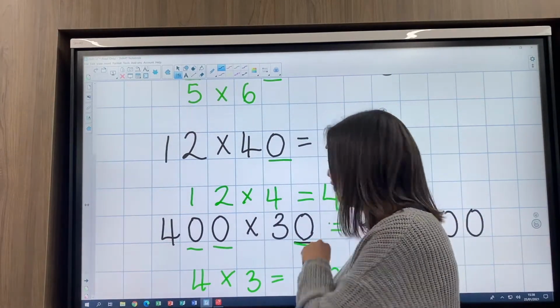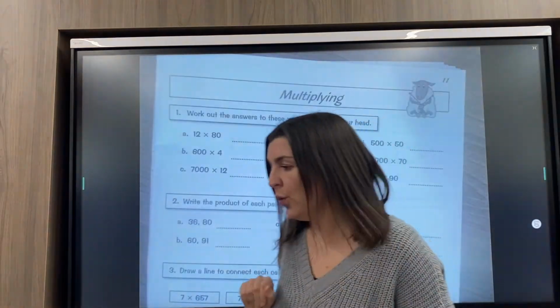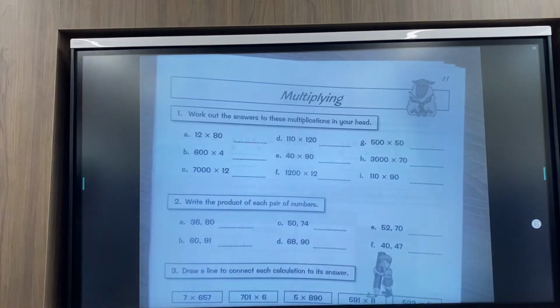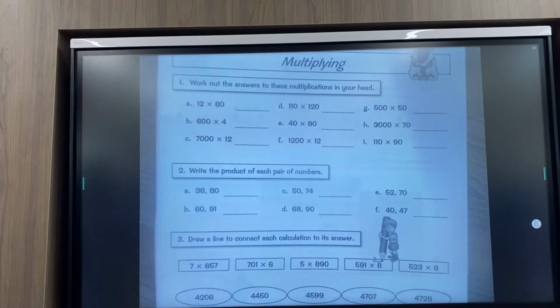So you can have a go at section 1 now in your book, because all of these questions in section 1 are just like those ones we have done together. So pause the video now and have a go at section 1.